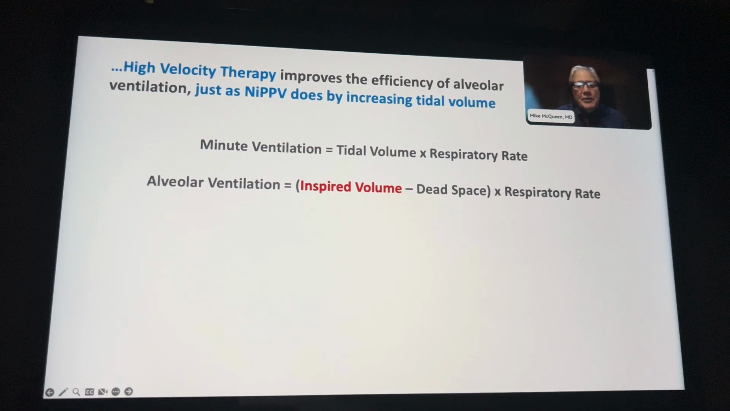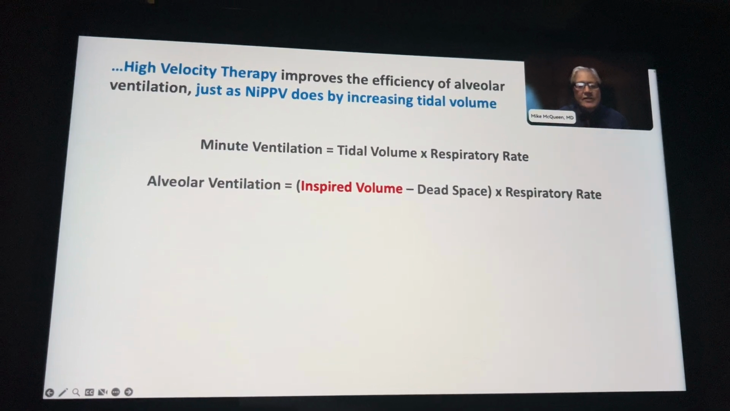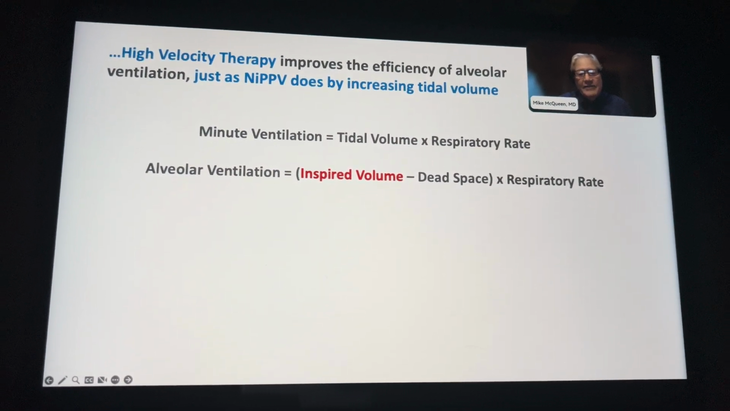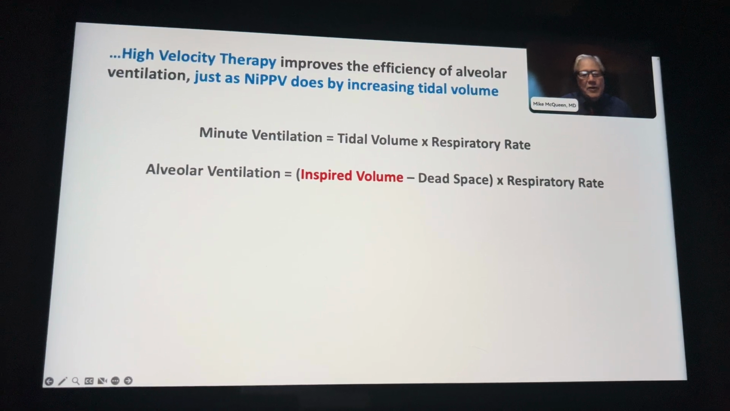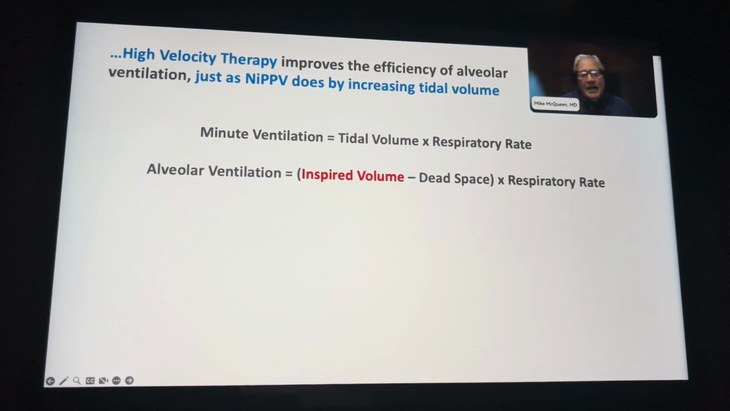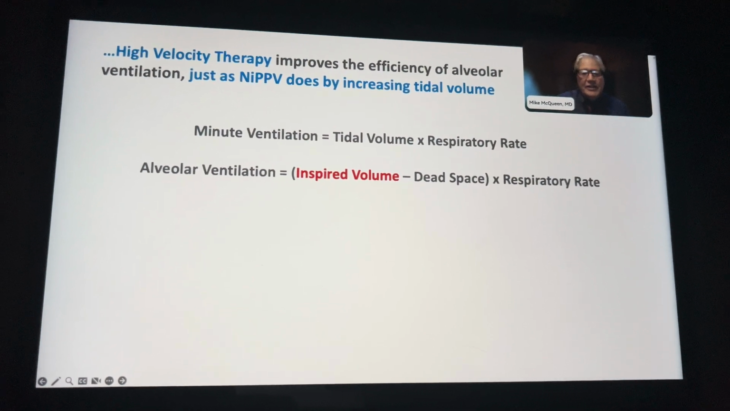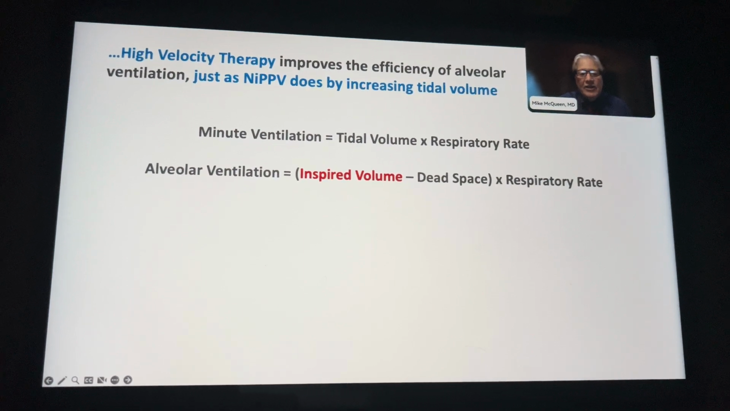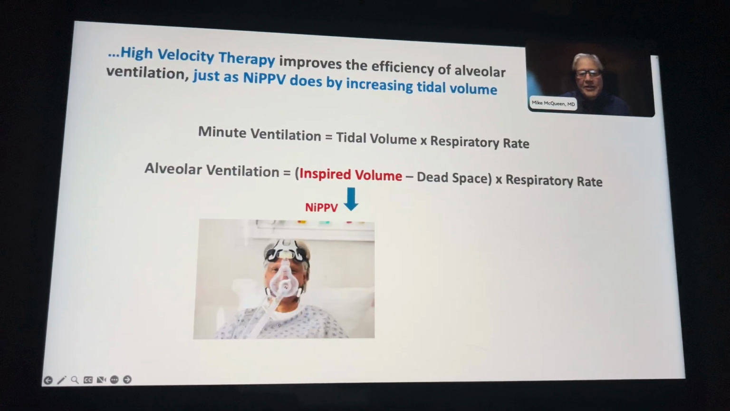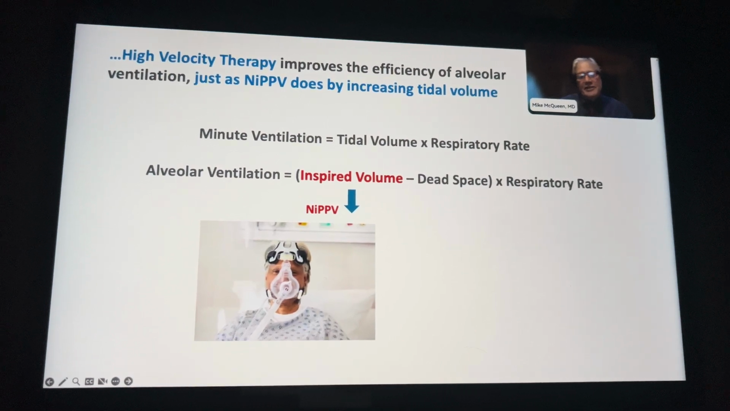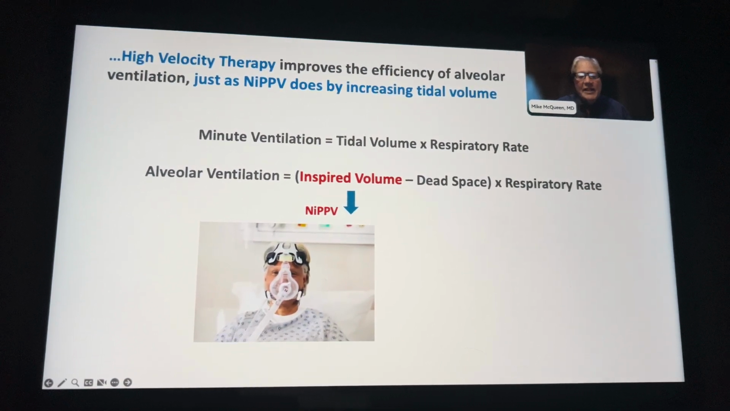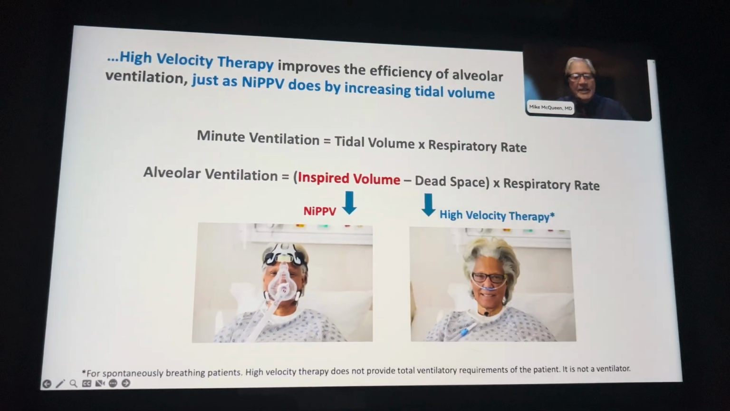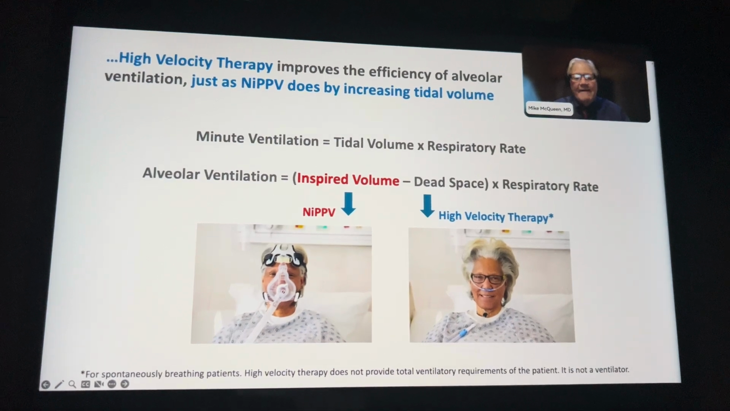So the tidal volume that's inspired minus the amount of that volume that's lost to that non-gas exchange dead space times the respiratory rate. And I love this equation because it actually highlights quite clearly the difference in high velocity therapy and positive pressure modalities, specifically, each one of those pulls a different lever on this alveolar minute ventilation equation. All of our positive pressure devices work by increasing inspired volume. And we've gotten quite good at titrating that volume.